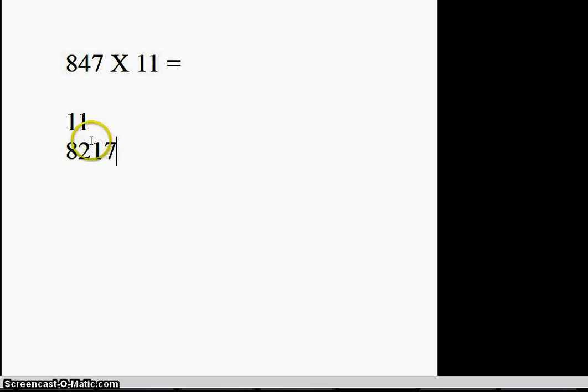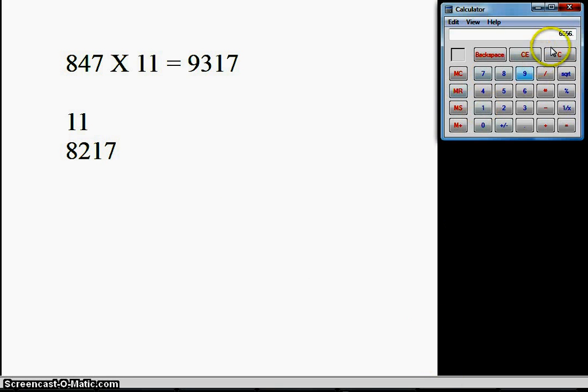So now what have we got to do? Remember, you got to add the 2 digits that you carried over earlier on. So 8 plus 1 gives you 9. 2 plus 1 gives you 3. And 1, 7 as it is. So 847 times 11 will give you 9,317. Let's check if we are correct.